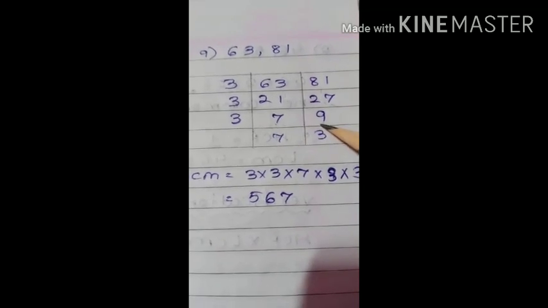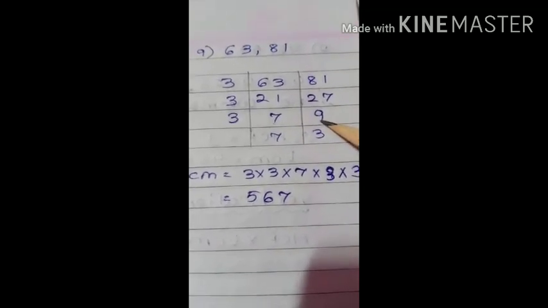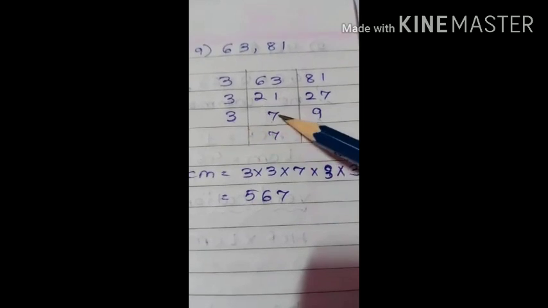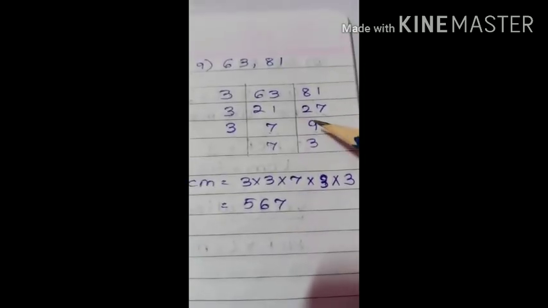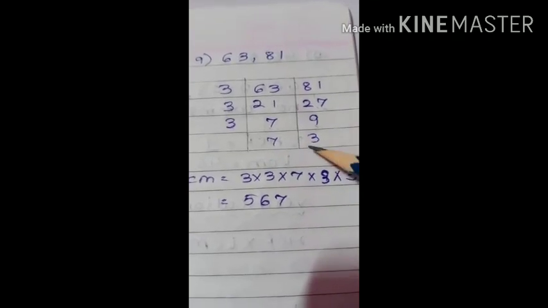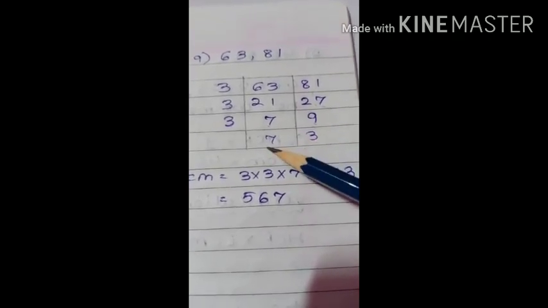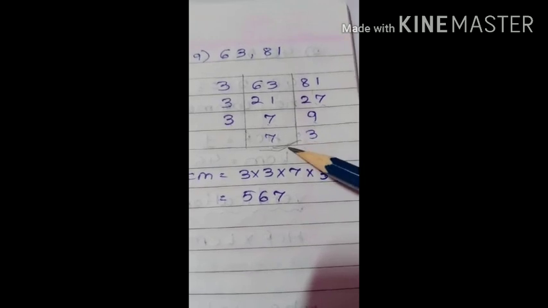But 9, yes, I can divide 9 by 3. So I wrote here 3. 7 will come as it is down. And 3 3s are 9. So 3 I got is a prime number, 7 also is a prime number. So we have to stop here itself.